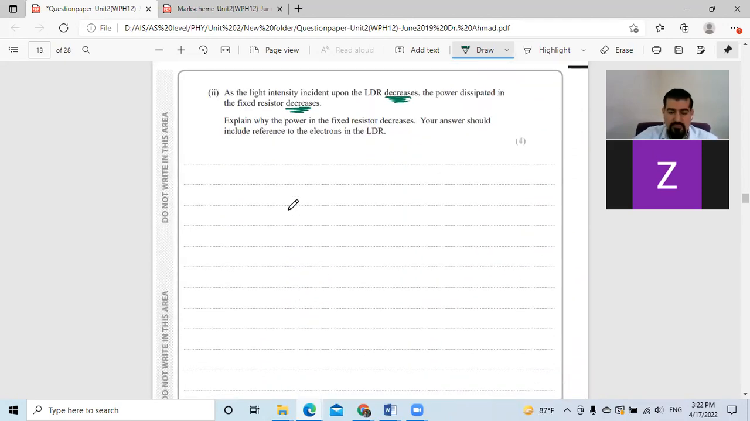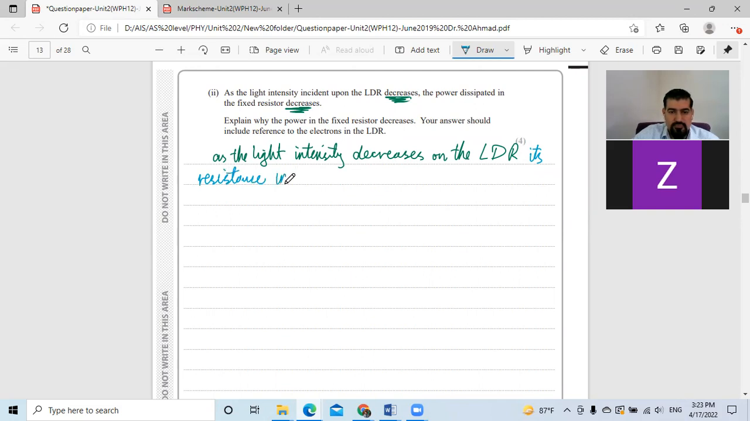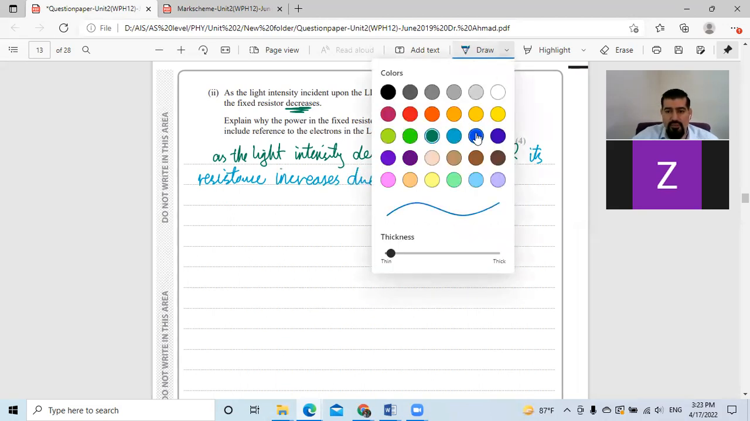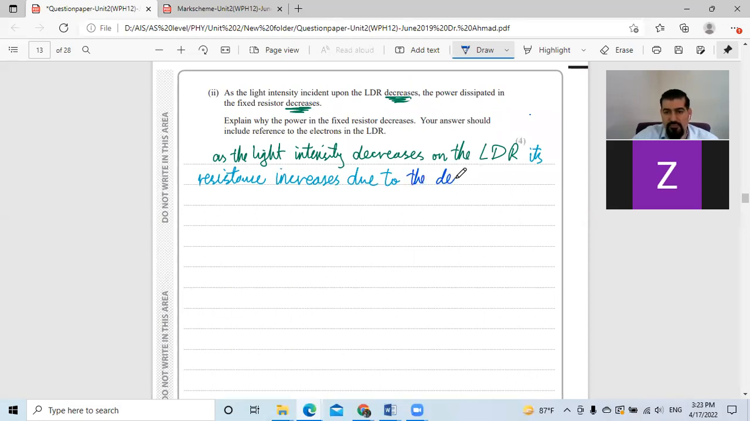So what we're going to write down here: as the light intensity decreases on the LDR, its resistance increases due to the decrease of the number of free electrons passing through it.